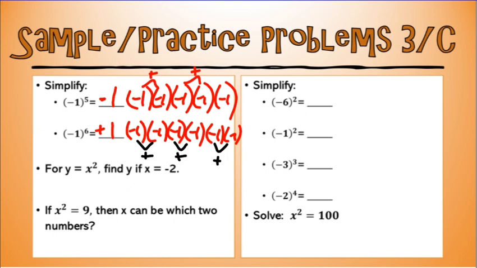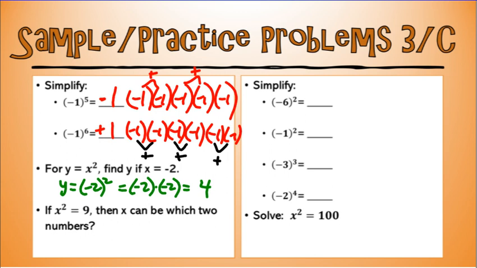So for y equals x squared, find y if x equals negative 2. So what is y when x is a negative 2? So I square those. And again, the parentheses is important because you're squaring a negative 2. So it's a negative 2 times a negative 2, which gives us a positive 4.